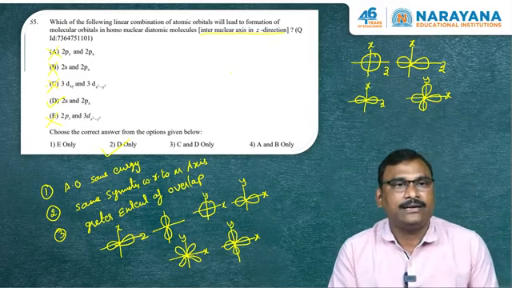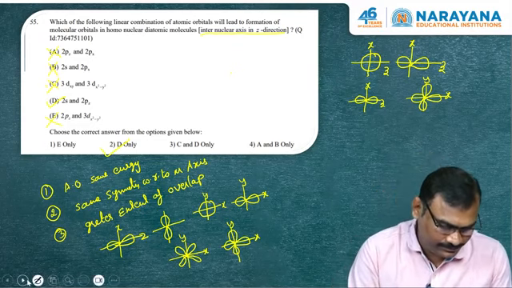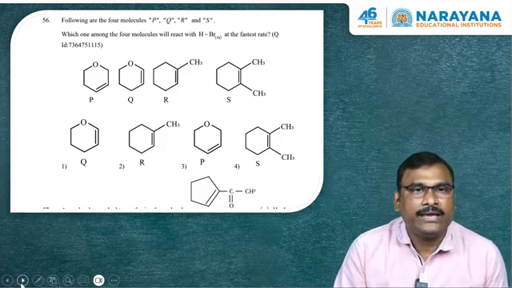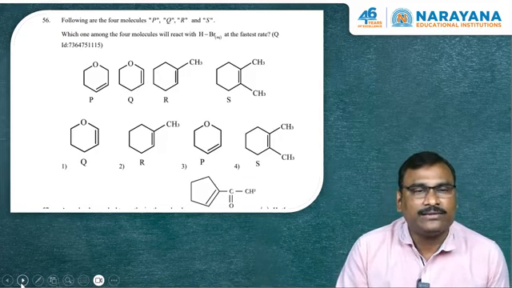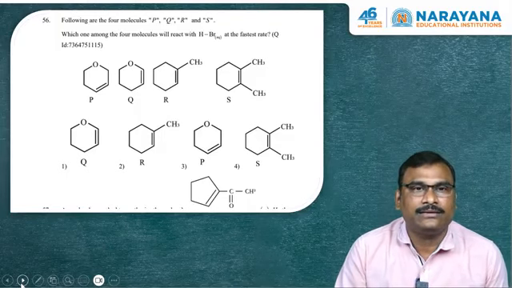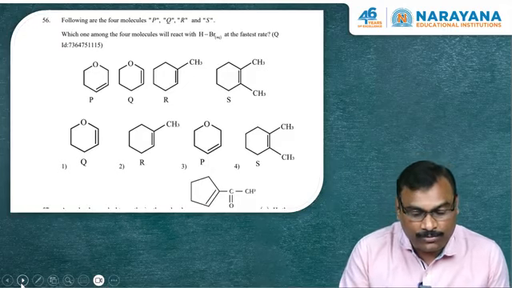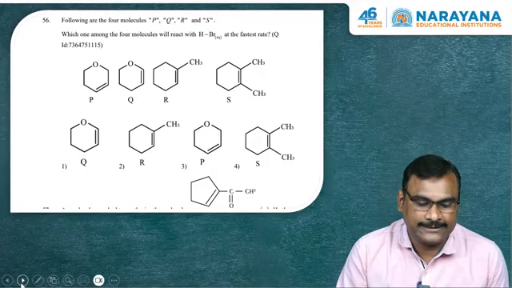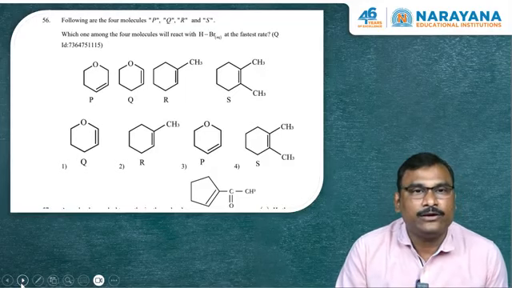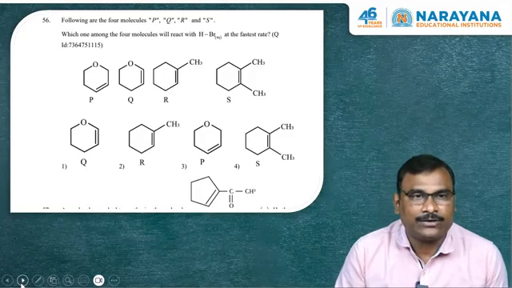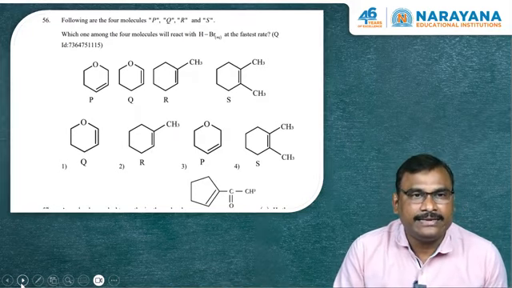Okay, now students, let us go for the next. There are 4 molecules P, Q, R and S. Which one of the following 4 molecules will react with HBr at the fastest rate? Here all the 4 given molecules are alkenes. So addition of HBr to an alkene is an electrophilic addition reaction. After addition of the electrophile, a carbocation is generated. This step is the rate determining step.